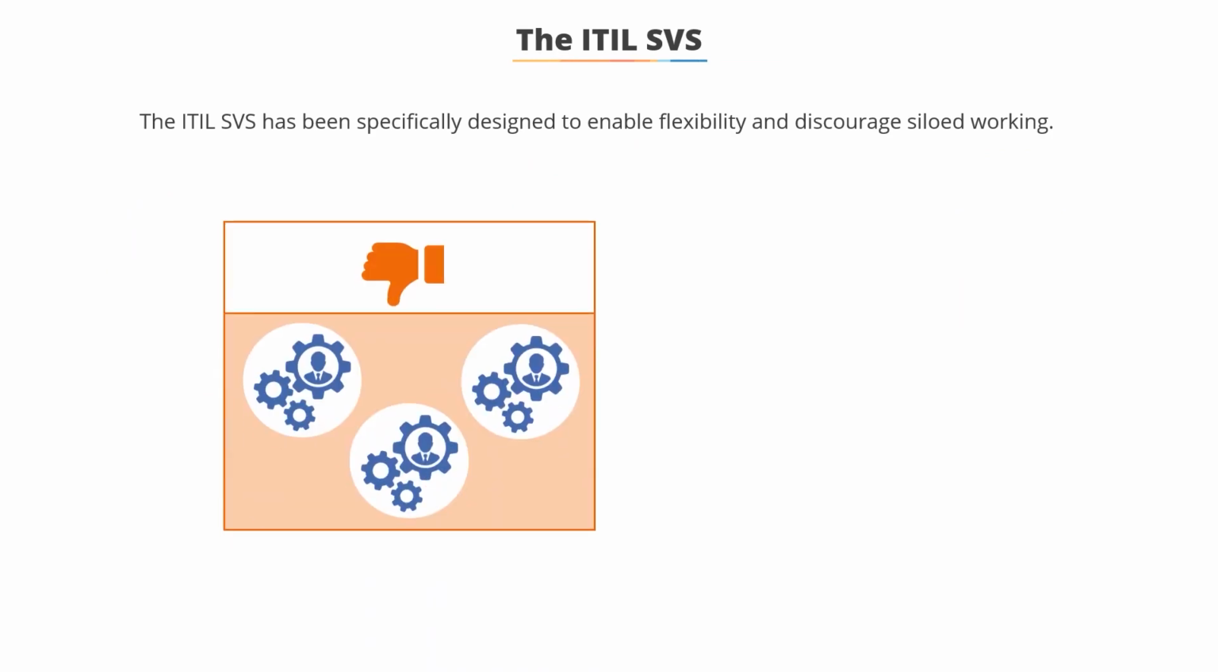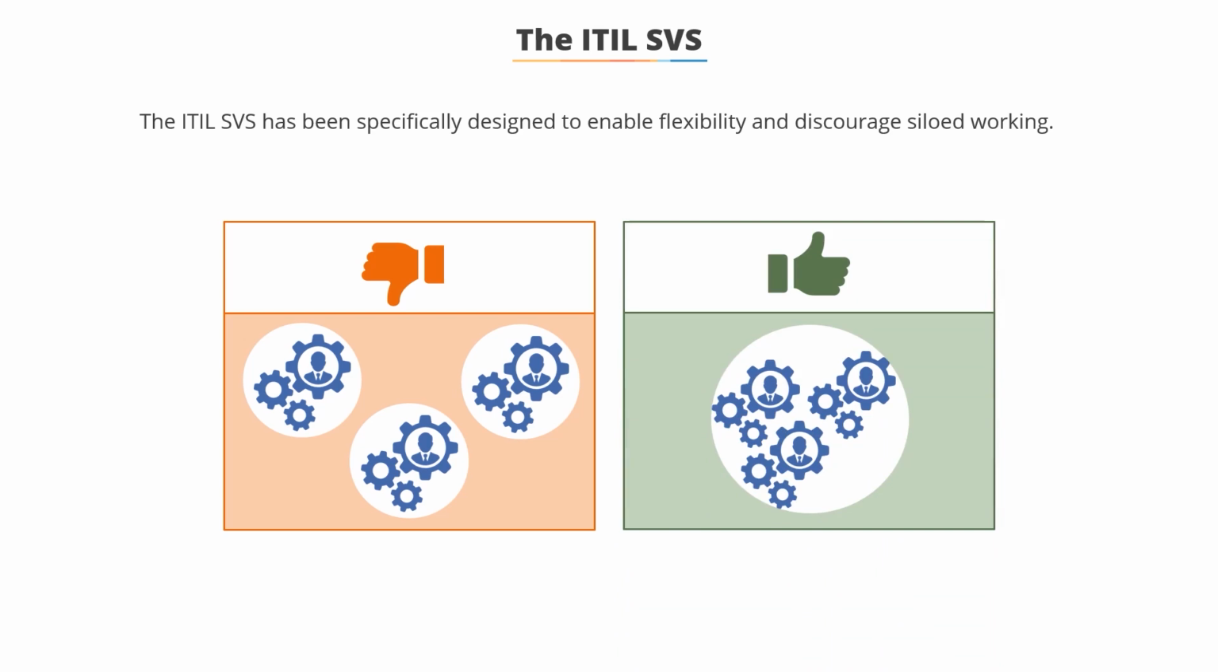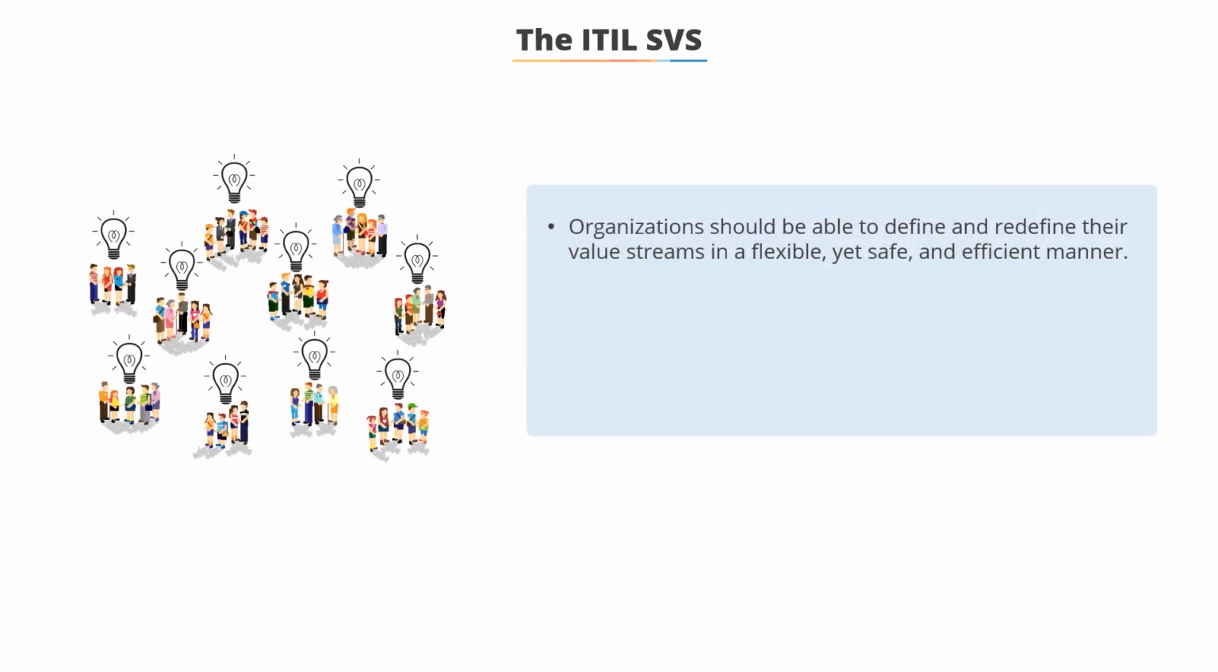The service value chain activities and the practices in the SVS do not form a fixed, rigid structure. Rather, they can be combined in multiple value streams to address the needs of the organization in a variety of scenarios. Organizations should be able to define and redefine their value streams in a flexible yet safe and efficient manner. This requires continual improvement activity to be carried out at all levels of the organization. The ITIL Continual Improvement Model helps to structure this activity.